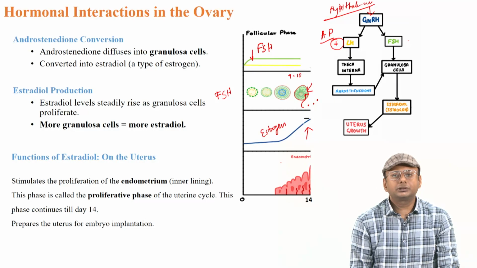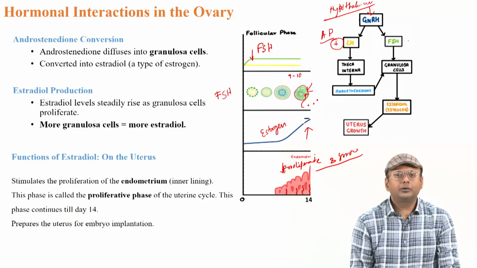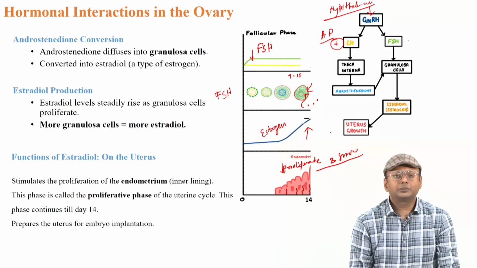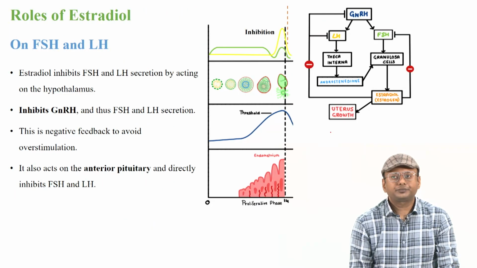And what this estrogen or estradiol does is that it starts to proliferate and grow the endometrium inside of the uterus. So basically with the estrogen, it is maintaining the endometrium, it is growing the endometrium, and it is preparing the uterus for the possible embryonic implantation.